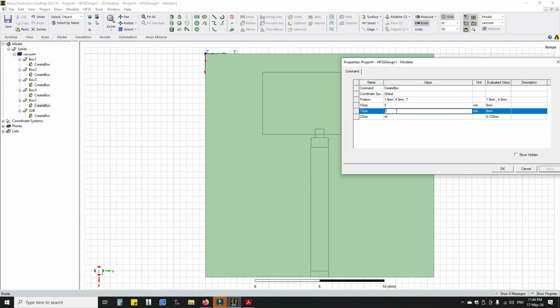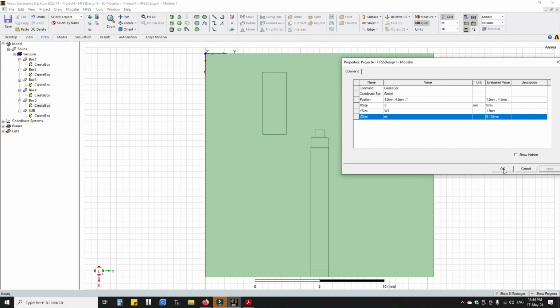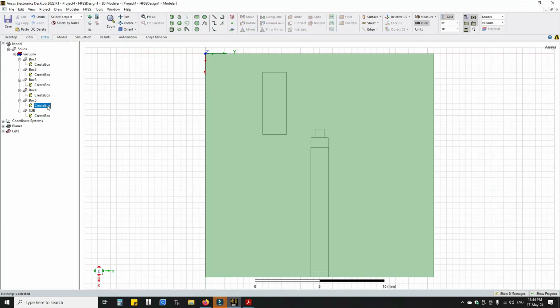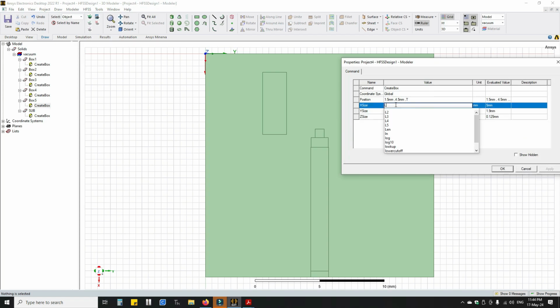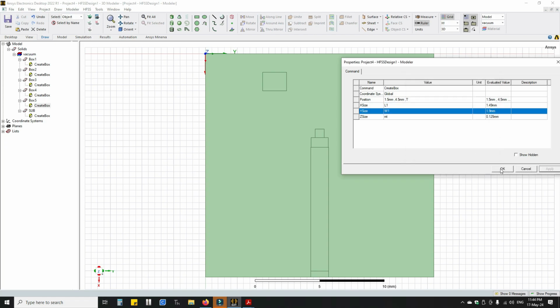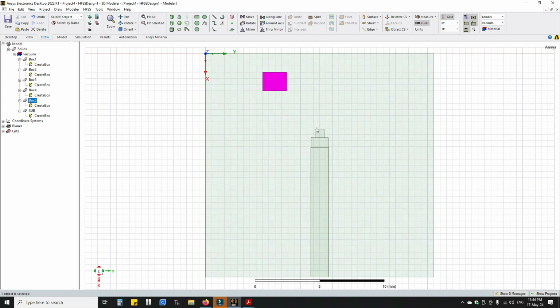Go to here on the y direction, this W1 is 1.9 mm, already there. On the y it is 1.9. Towards the x, L1 is 1.49. Create a box, it is L1, 1.49 millimeter. Here I am going to place this box on the top of this feed line.